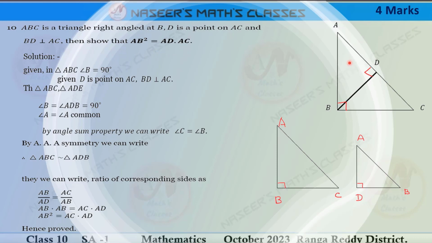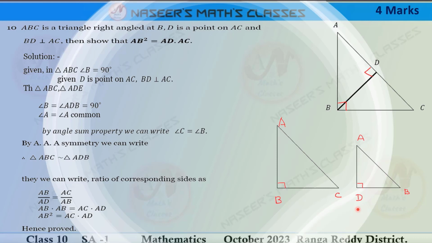From the given data, we can draw a triangle ABC in which angle B is equal to 90 degrees, and BD is perpendicular to AC and D is a point on AC. Then we get angle ADB is equal to 90 degrees. So we get two triangles. Triangle ABC is given one, and from construction we get triangle ADB. In these two triangles, angle B is equal to angle ADB is equal to 90 degrees, and angle A is equal to angle A, which is common.